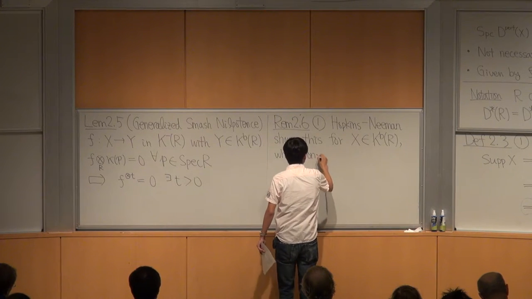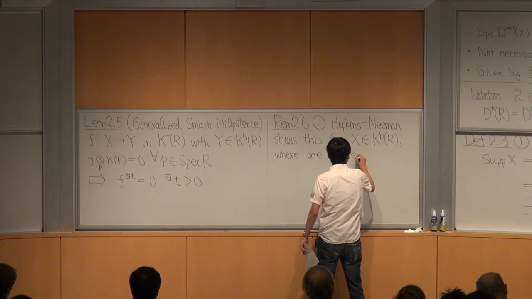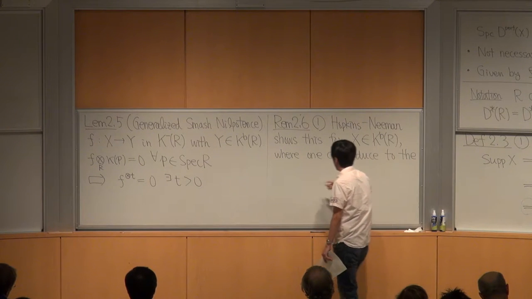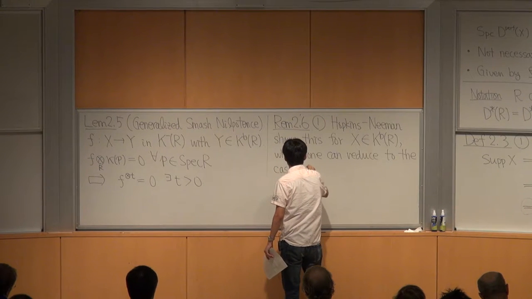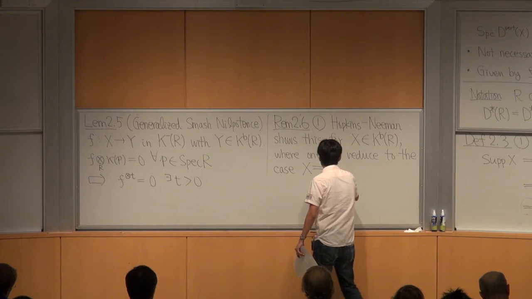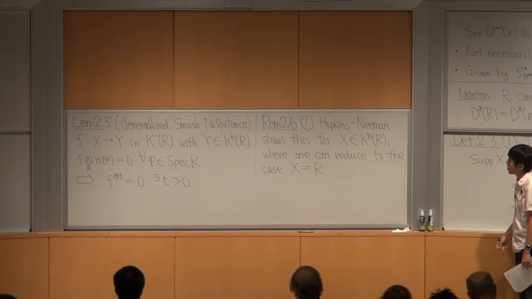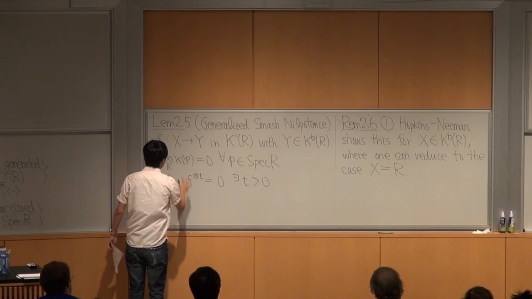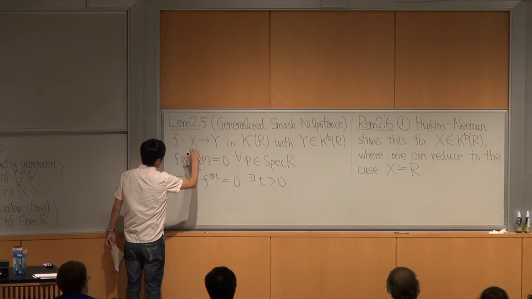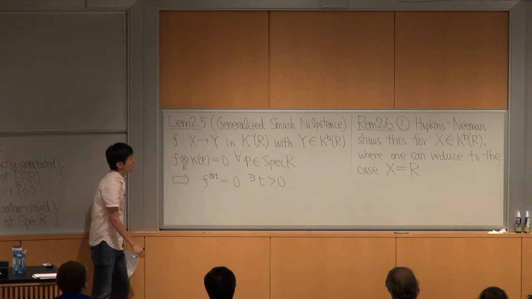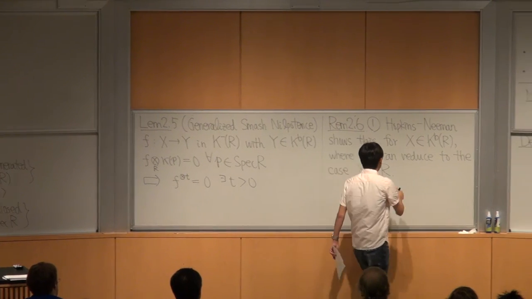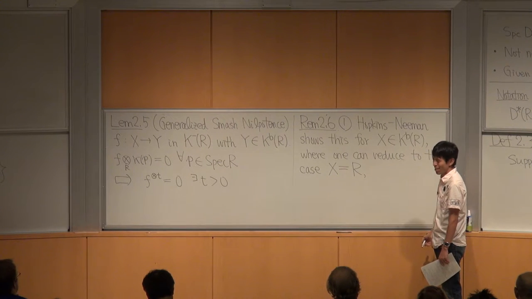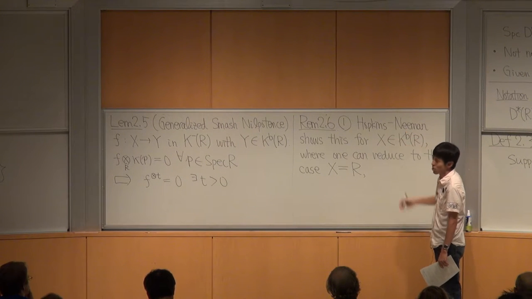But once we assume this, so X being in K^b R, we can reduce to the case where X is R. Here we can replace f by some other morphism, and then we can assume that X is equal to R. And actually this reduction is very essential in the proof of the original smash nilpotence.